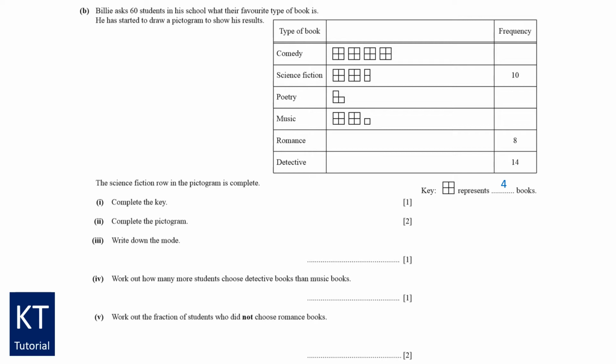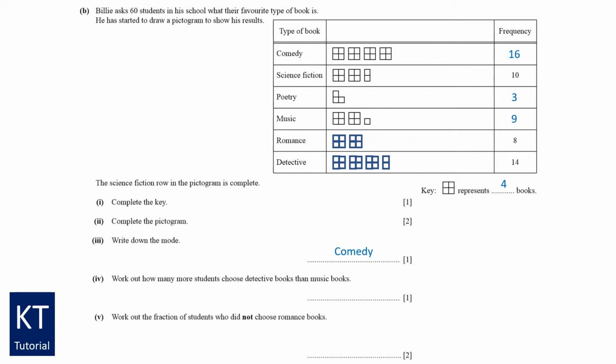Next, complete the pictogram. With each key representing 4 books, comedy, poetry, and music would have the frequencies 16, 3, and 9 respectively. As for romance and detective with frequency of 8 and 14, each would have 2 keys and 3.5 keys respectively. Next, write down the mode. It is comedy, being the one with the largest frequency.